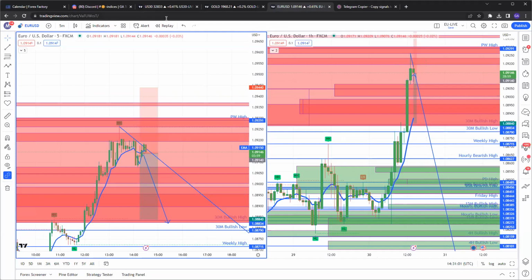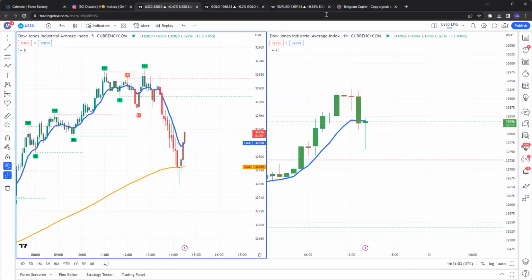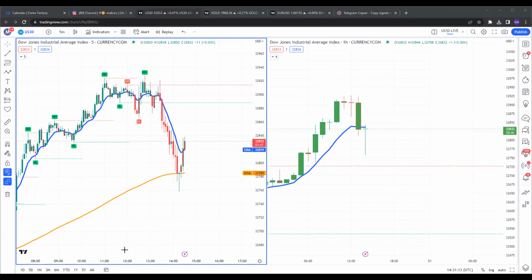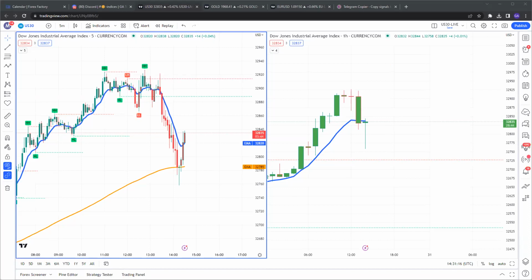Let's see, EU, let EU do whatever it wants to do. US 30, I am looking for a sell on US 30. And keep in mind, right here I'm not really trading with any signals or anything. This is just literally my markups.